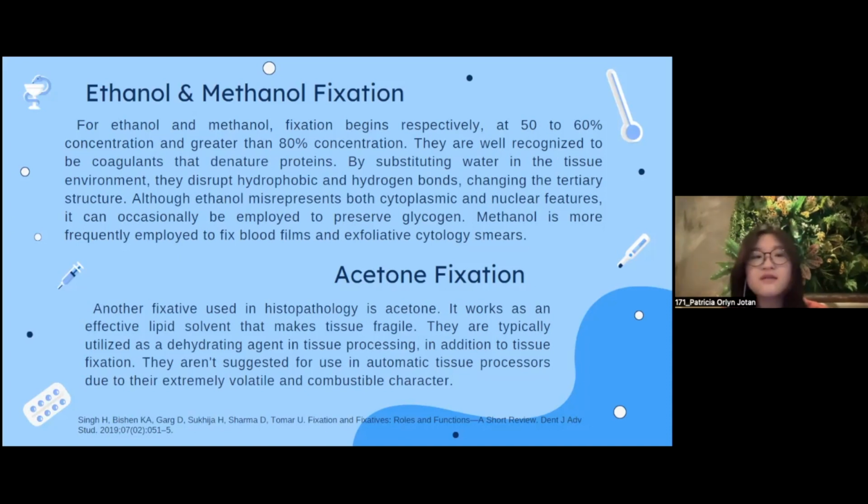The next one is acetone fixation. Another fixative used in histopathology is acetone. It works as an effective lipid solvent that makes tissue fragile. It is also typically utilized as a dehydrating agent in tissue processing. In addition to tissue fixation, it is not suggested for use in automatic tissue processors due to its extremely volatile and combustible character. The next slide will be presented by my friends.